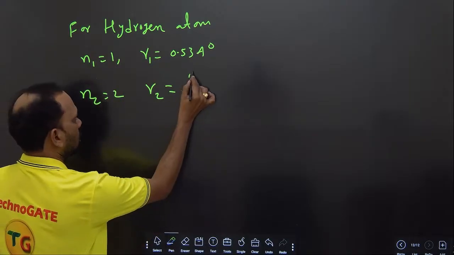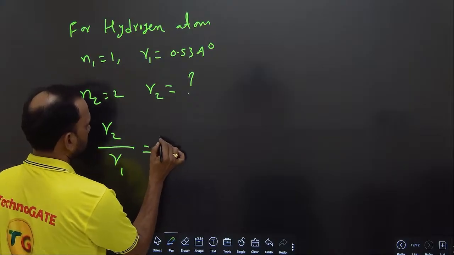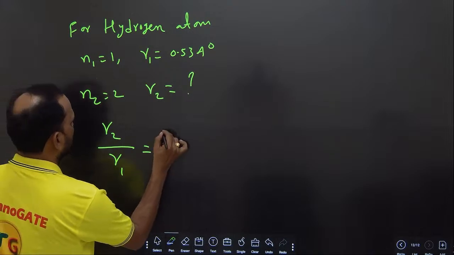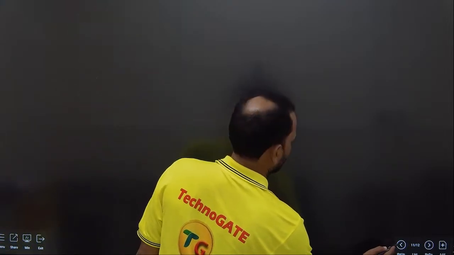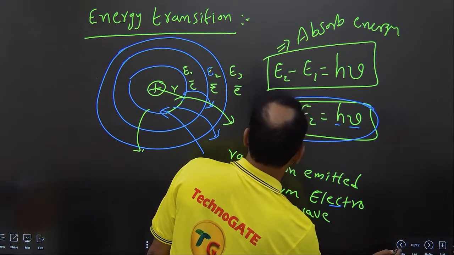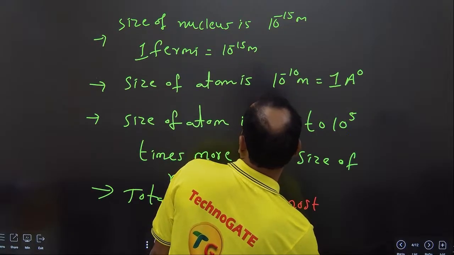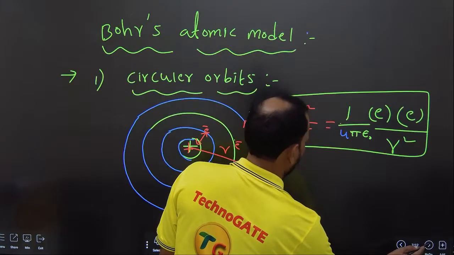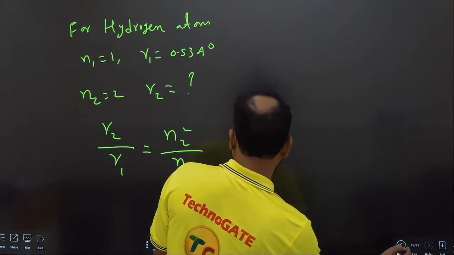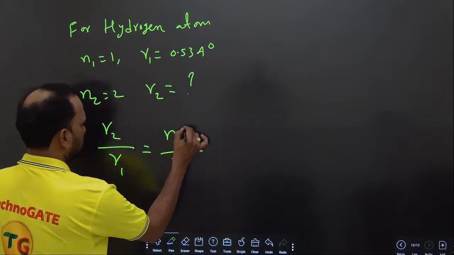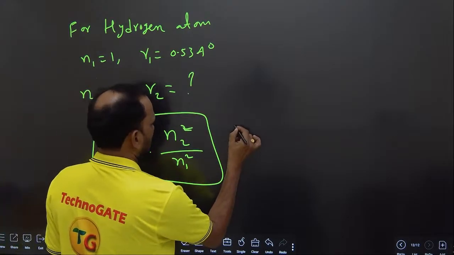What is the radius of the second orbit? What are we doing now? R2 by R1 is equal to n2 square by n1 square. Right?